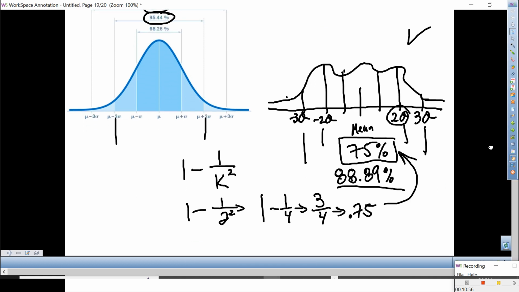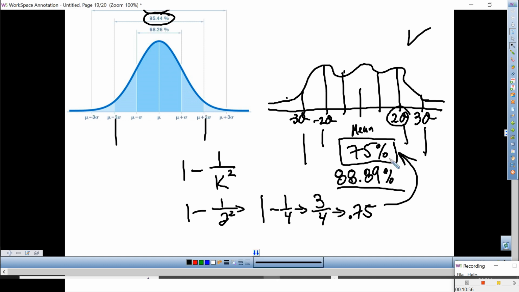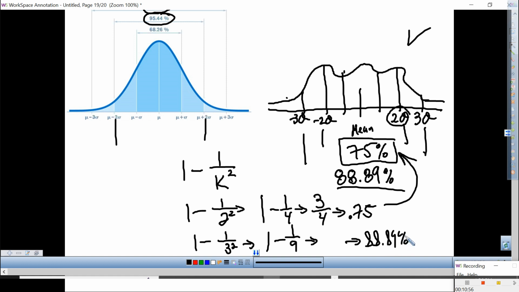Therefore, check this out. To get 88.89%, tell your neighbor what we're going to substitute here for k. What would we substitute for k? Everyone? 3. So we would do 1 minus 1 over 3 squared, which is 1 minus 1/9, which would be point blah blah blah, which in turn turns into 88.89%. Is that correct? Yeah? And so on and so forth.